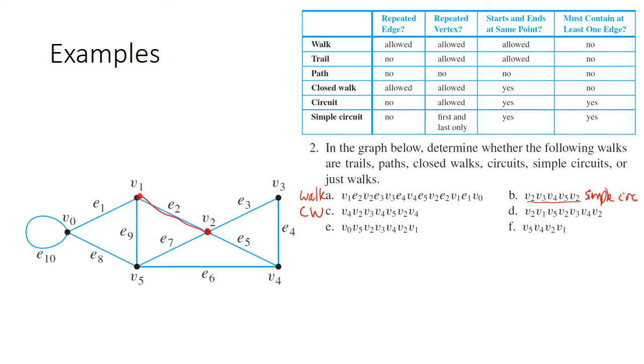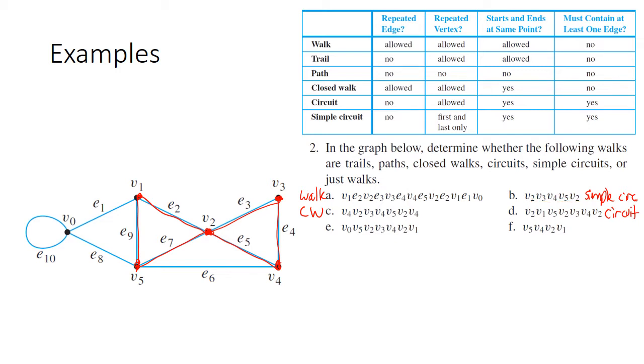Okay, and then I'm going to V5, and then I'm going to V2. Okay, so I've repeated a vertex. And then I'm going to V3, and then to V4, and then back to V2. Okay, so notice again here, I did begin and end at the same one, so that is closed. So it's either a closed walk, a circuit, or a simple circuit. It definitely can't be a simple circuit because I repeated a vertex in the middle there, V2, not just at the beginning and the end. But I didn't repeat any edges, so I think this is going to be a circuit. So this is a circuit.